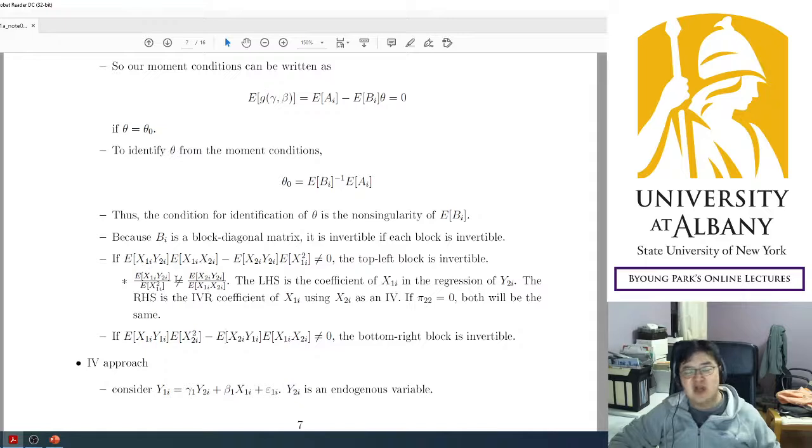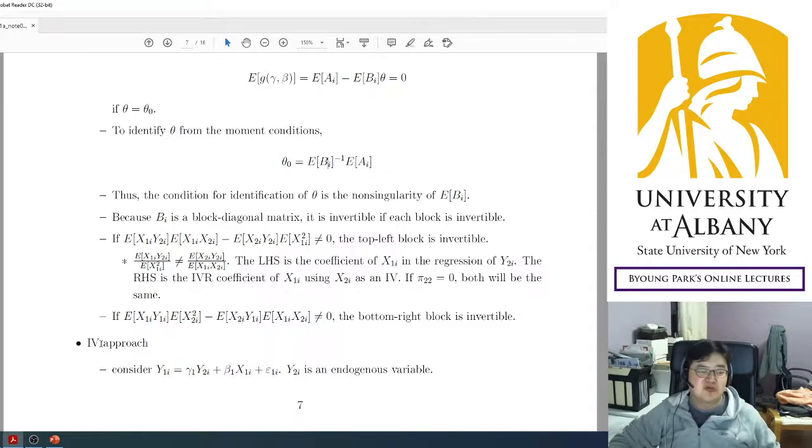I don't have a good intuition why this is related to the identification. I tried to interpret this, but I did not get any satisfactory answer yet. So anyhow, up to this point, the mathematical intuition is clear. You just need invertibility of this guy, right?